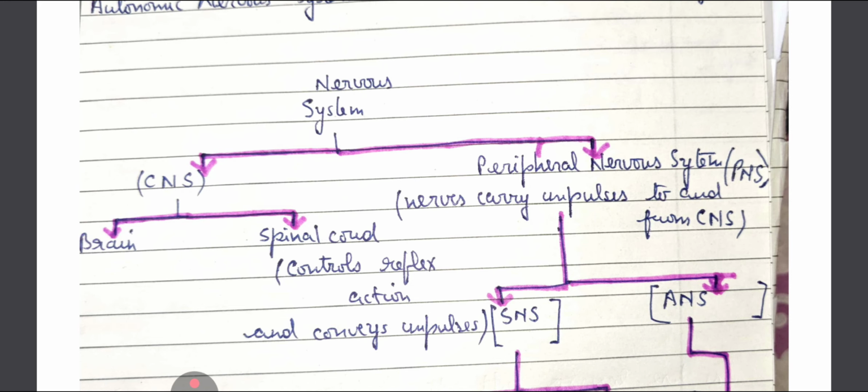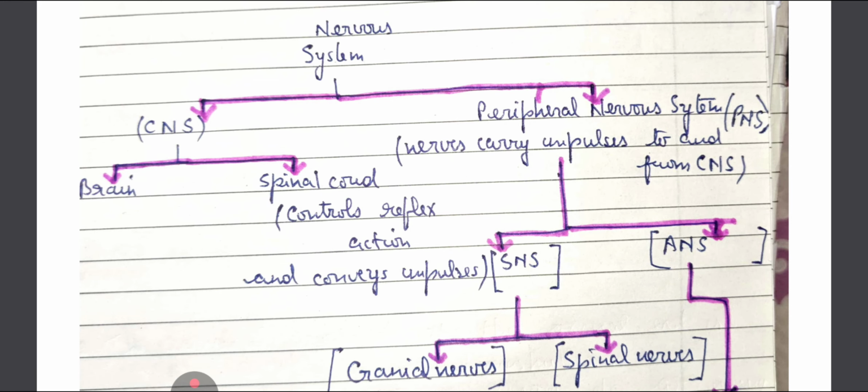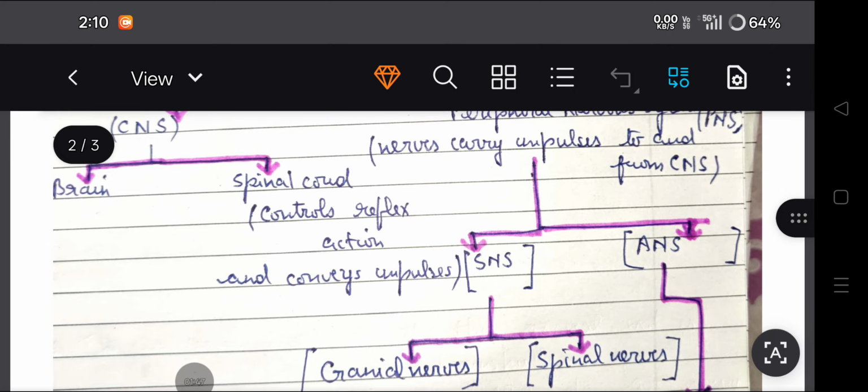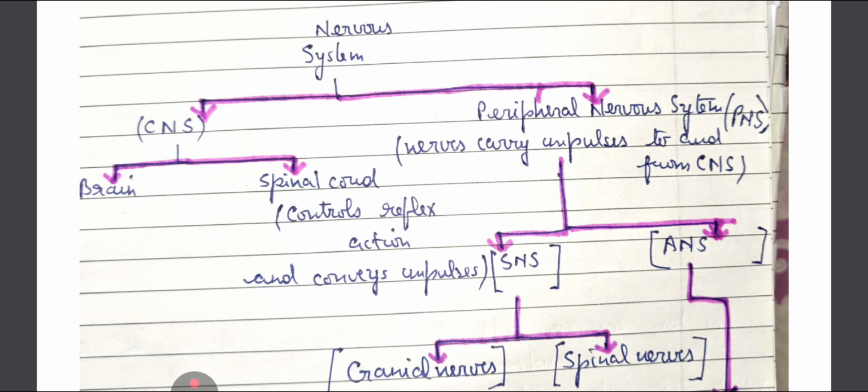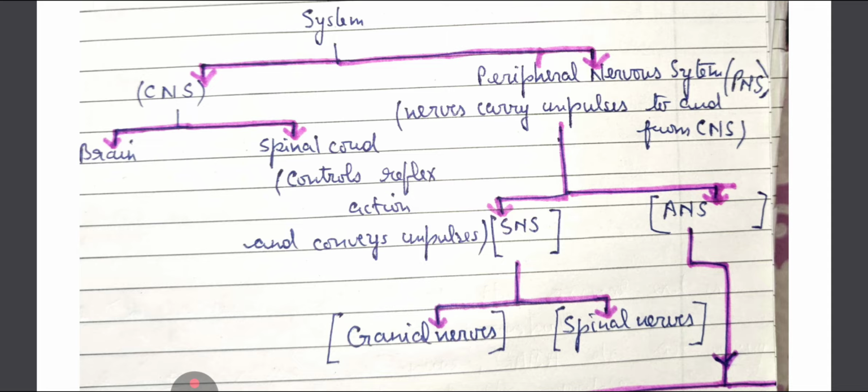Okay, moving on, let's have a look at the flow chart. First we have central nervous system and then there is peripheral nervous system. As studied before, CNS is further divided into brain and spinal cord. Peripheral nervous system is broken up into SNS and ANS. Spinal cord controls reflex action and conveys impulses.